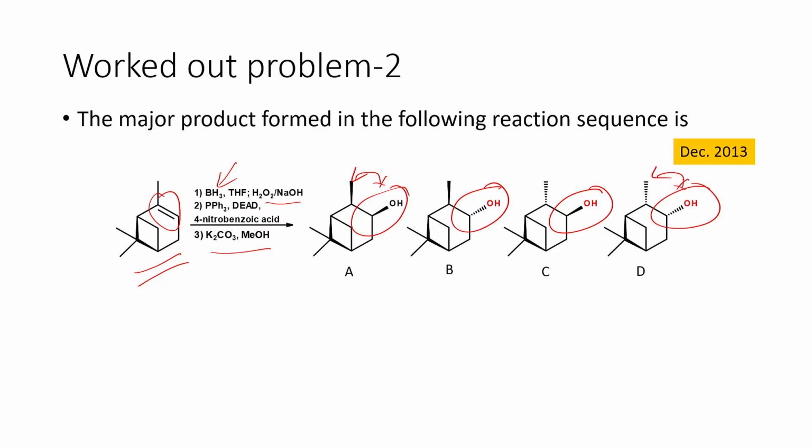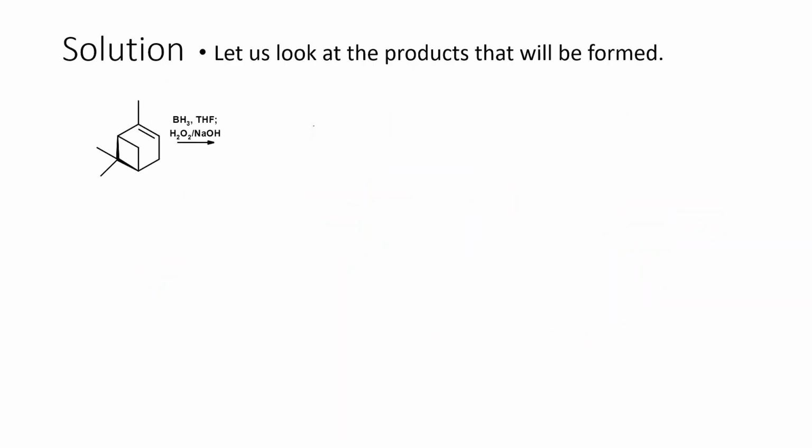In some, both are in cis orientation. In the other case, the methyl is pointing up and the hydroxyl is pointing down, or the methyl is pointing down and the hydroxyl is pointing up. These two are trans products. So we have two sets of product. A and D are the cis product, B and C are the trans product. We have to find out which one is actually formed in this particular reaction.